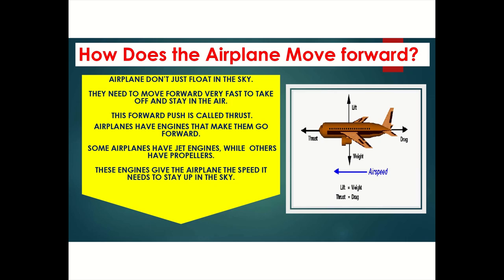How does the airplane move forward? Airplanes don't just float in the sky. They need to move forward very fast to take off and stay in the air. This forward push is called thrust. Airplanes have engines that make them go forward. Some airplanes have jet engines, while others have propellers. These engines give the airplane the speed it needs to stay up in the sky.